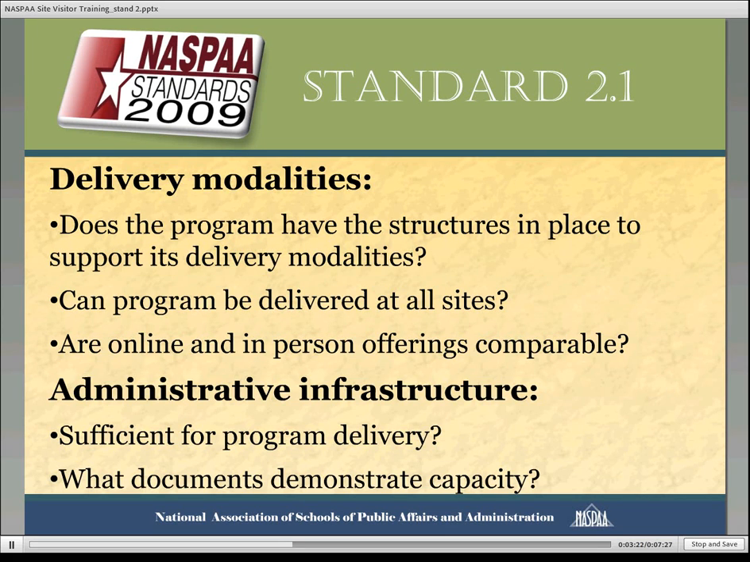This also means that the administrative infrastructure has to be in place. And Standard 2.1 addresses whether or not there's sufficient infrastructure for all of its program delivery, and whether or not the program could document and demonstrate this capacity. An example might be an online program that has student support, library support, and other kinds of academic support that are similar to having a very traditional program in place that has student services in place, that has career services in place, and so forth.